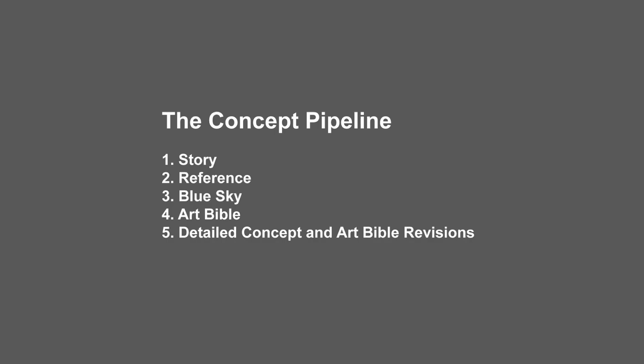Okay, final bit of talking before we start getting into some art. The concept pipeline. Everyone has a different way of going about this. It depends on your art director or your production designer if you're doing movies. The way I've done it frequently, and the way I personally prefer, is 5 steps. You've got the story, then reference gathering, blue sky concept art, making the art Bible, and then detailed concept art and art Bible revisions.